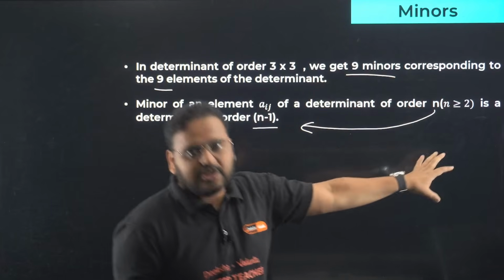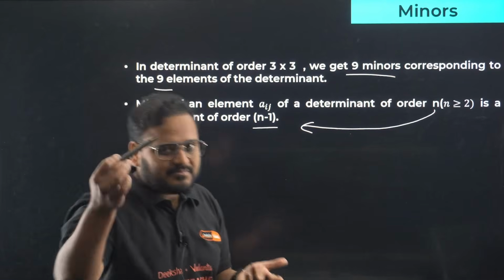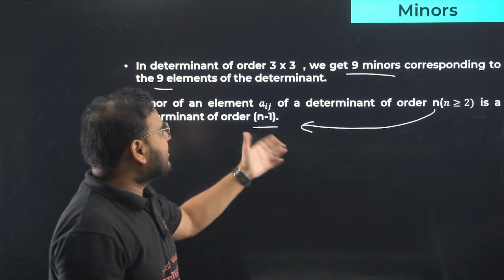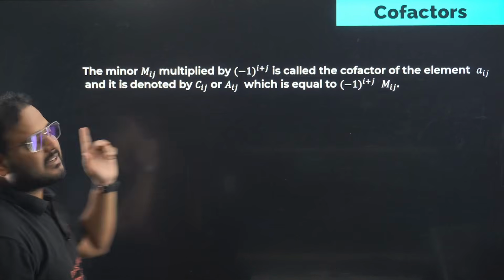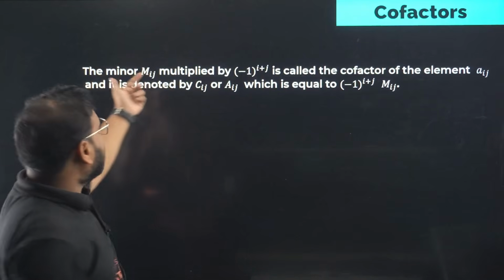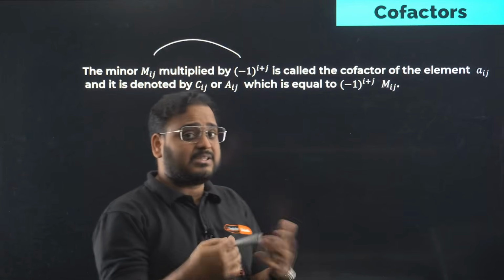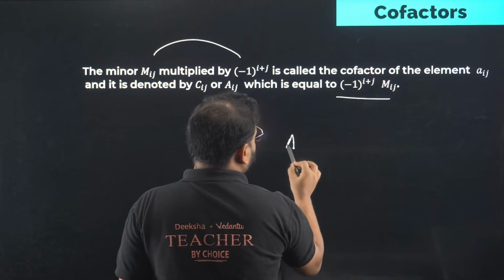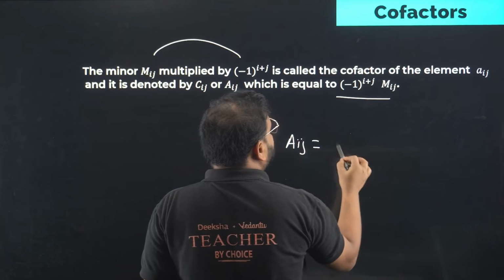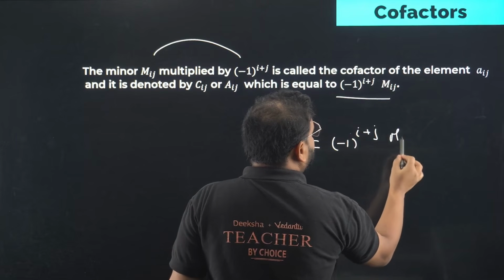In all those conditions, the minor will always be of order n minus 1, and it is defined only for a square matrix. This is clear. Minor is clear. Now cofactor, again the same thing. The minor Mij multiplied with the sign minus 1 power i plus j gives you the cofactor value, given like this: Aij equals minus 1 power i plus j Mij.